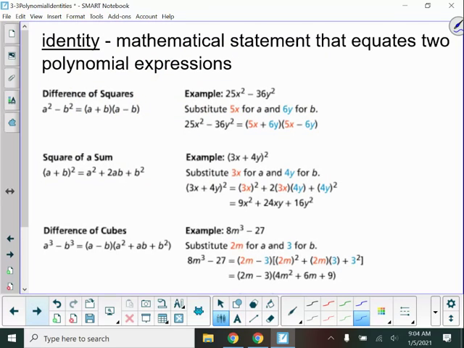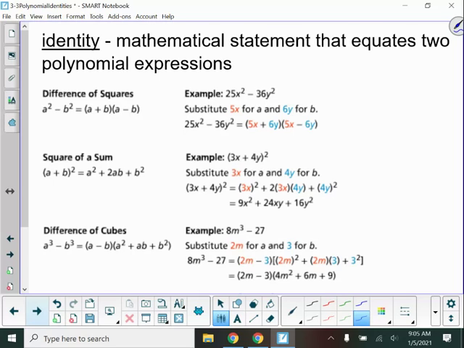Okay, so then we have identity. An identity is a mathematical statement that equates two polynomial expressions. You can see 3 here. There is a 4th one down below, difference of cubes. That's actually sum of cubes. So difference of squares is when you have two perfect squares being subtracted. They factor into (a plus b)(a minus b), and you see some examples over here on the right-hand side. If you recognize that you have two perfect squares being subtracted, they will factor this way.